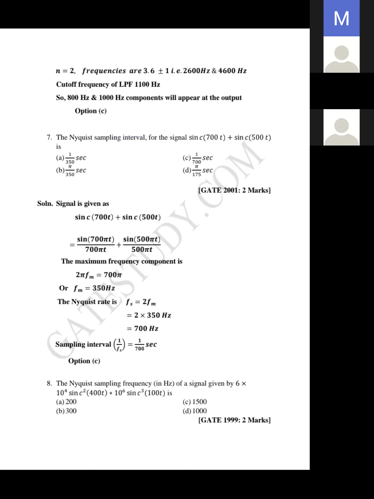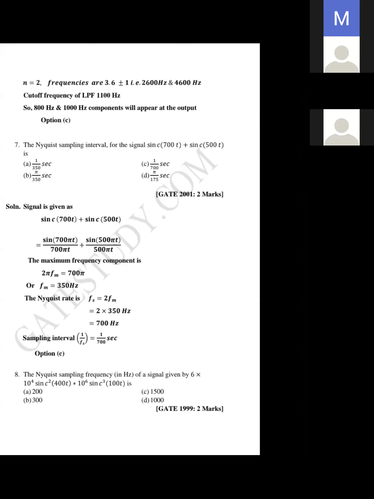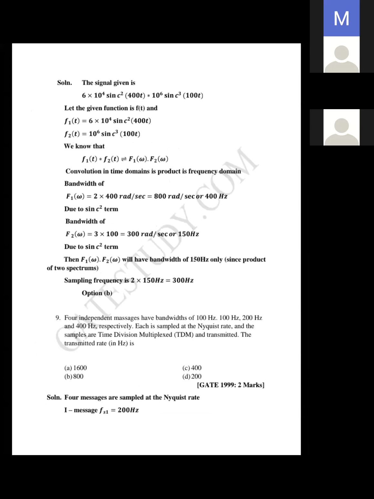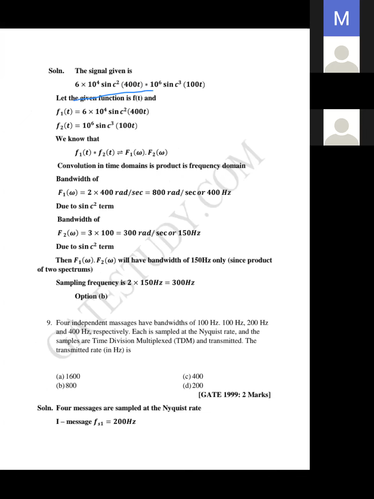Next, the Nyquist sampling frequency in hertz of a given signal: 6 into 10 power 4 sinc square 400t into 10 power 6 sinc cube 100t. Again they ask to find the Nyquist sampling frequency. I must split this into two components: f1 of t as the first part and f2 of t as the second part.